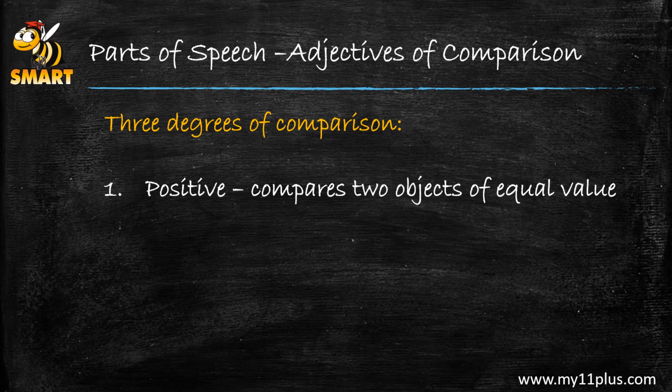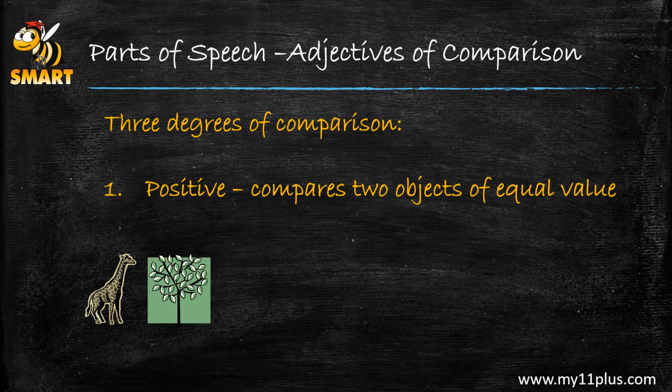So the first form is positive form, and we use that when we're going to compare two objects that are of equal value. As an example, let's look at the adjective tall. So if we're going to compare two objects of equal value that are same height, as in this example here, we will say the giraffe is as tall as the tree, and the form of the adjective is tall.